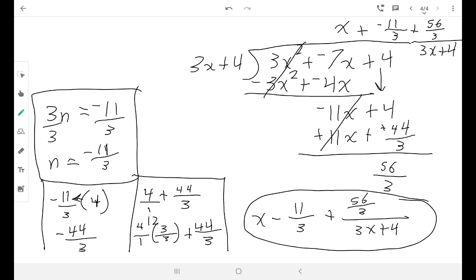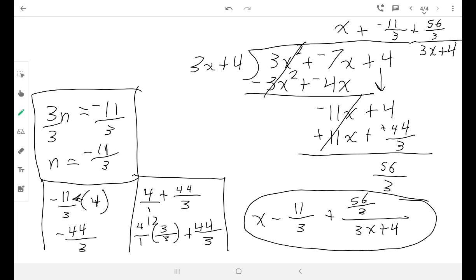Now again, let me mention a couple of things. First of all, you could not have done this problem with the synthetic division that I showed earlier. Okay? It's just not possible unless you do a whole lot of extra work with it.